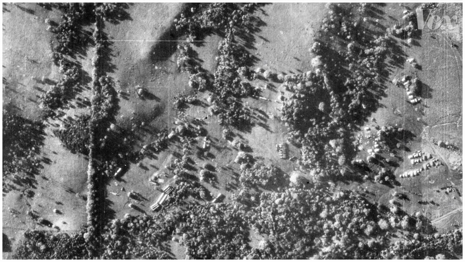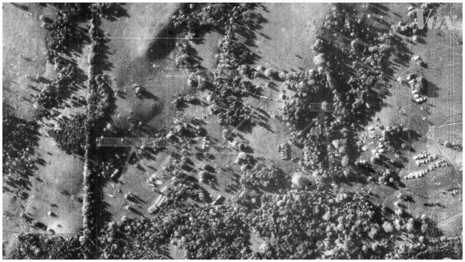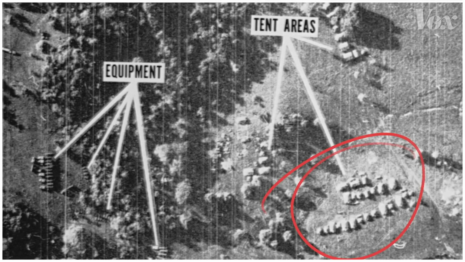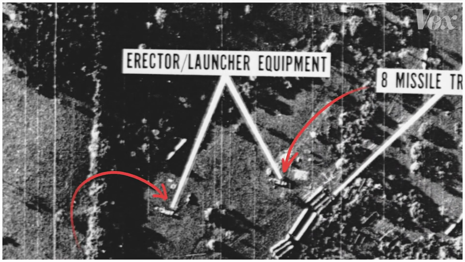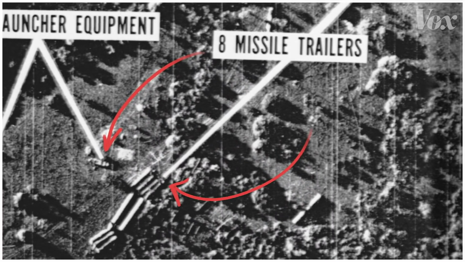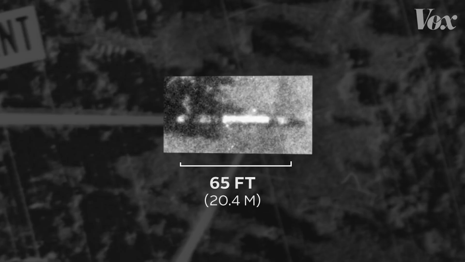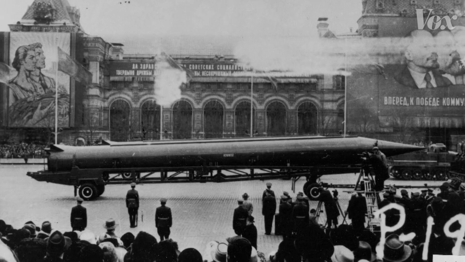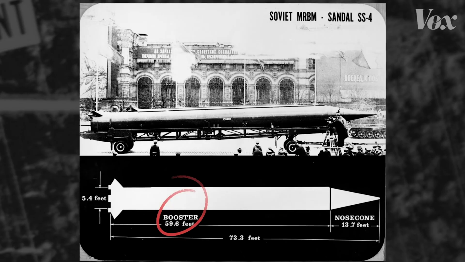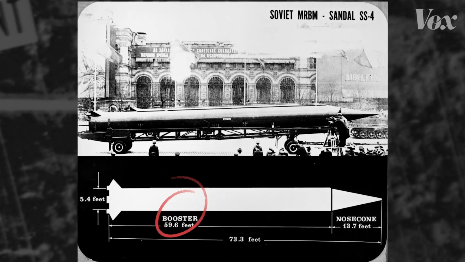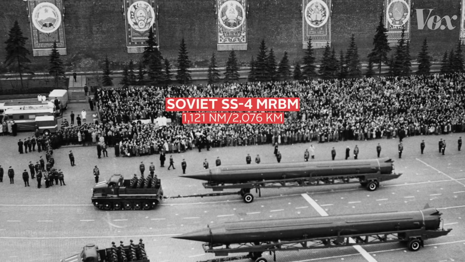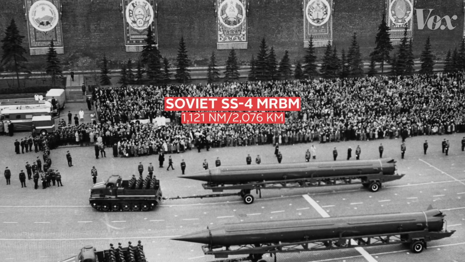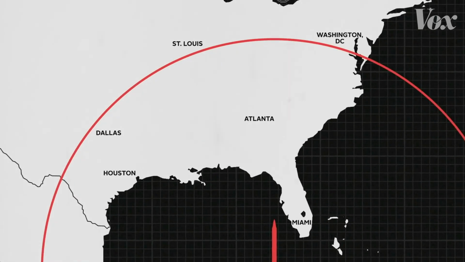This photo proved beyond doubt that the Soviets were building nuclear missile sites in Cuba. Brugioni identified military tents and trucks arranged in known Soviet patterns, launcher equipment, and, most critically, missile transport trailers measuring 65 feet in length, which, when compared to a photo that was taken in Moscow, made it a perfect match for the Soviet SS-4, which had a range of 1,100 nautical miles, meaning American cities as far as Washington, D.C. would be in reach.